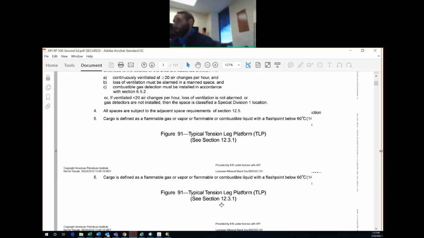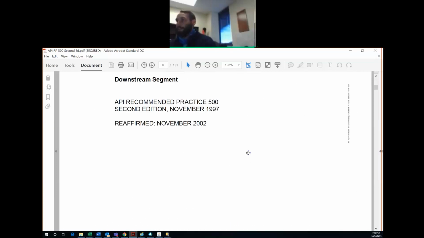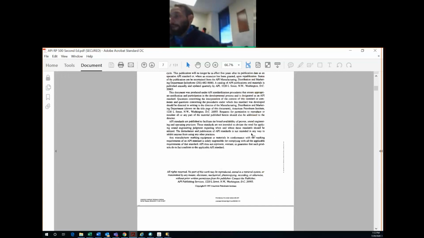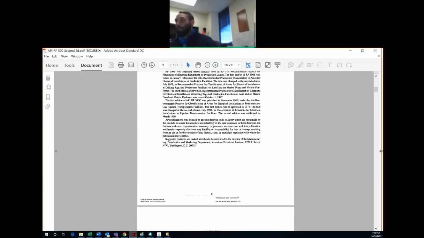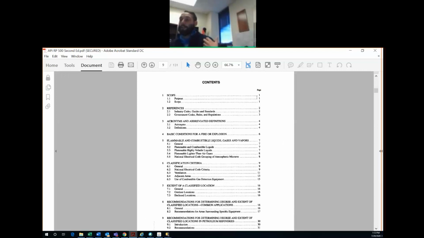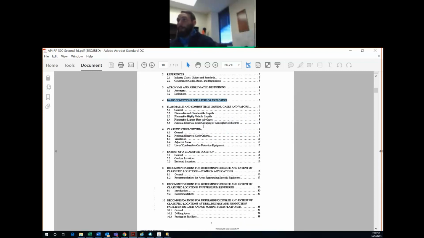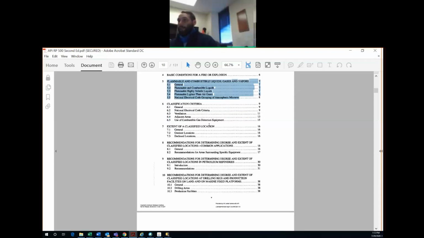the important thing that we're going to go to now is just looking at the table of contents. And this is one of the most useful things, I think, of any standard that we could look at, is just looking at the table of contents and knowing which sections really apply to us. So for us, we're going to be looking at the acronyms and definitions, the basic conditions for a fire. We'll look at some of the different flammable gases and different groups. Then we'll look at, in this class, ventilation and adjacent areas and the use of combustible gas detection.